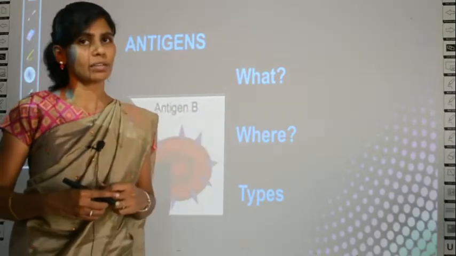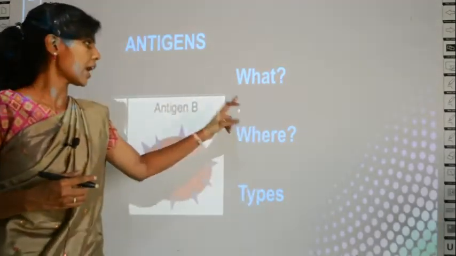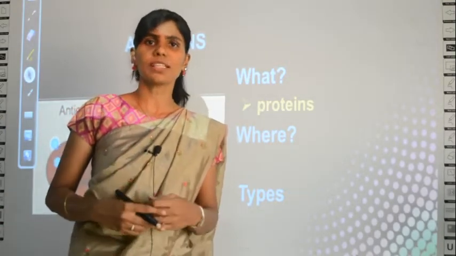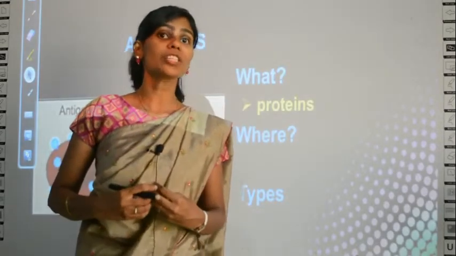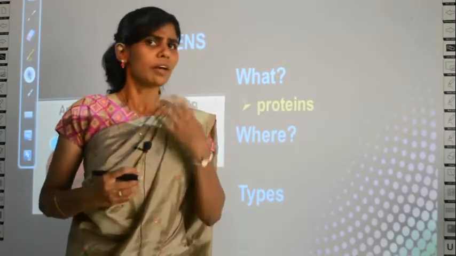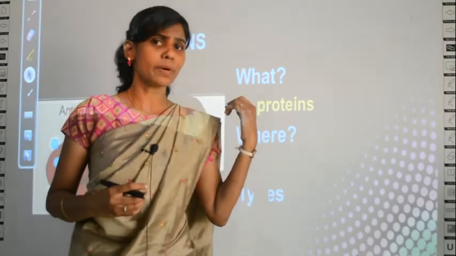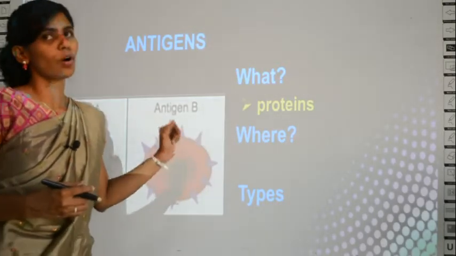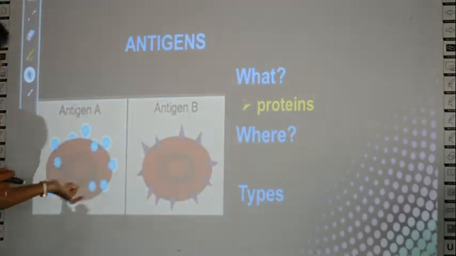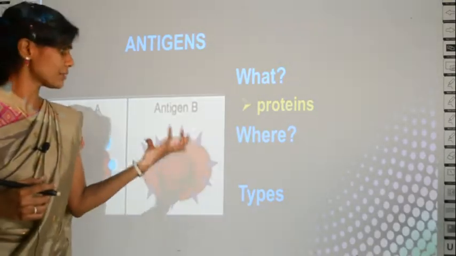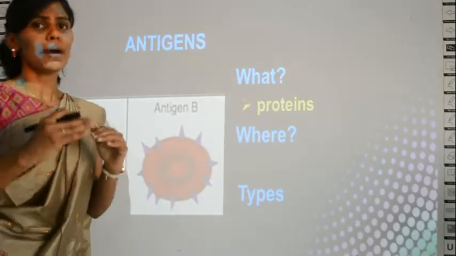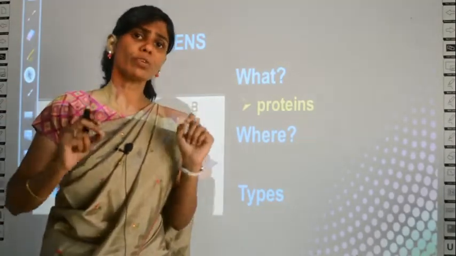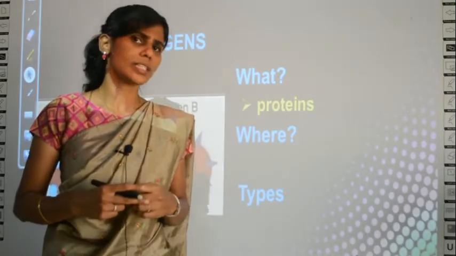What is an antigen? Antigens are proteins, just like the enzymes are proteins, right? Just like the enzymes, antibodies are also proteins. Okay, where is antigen present in your body? Antigens are present on the surface of red blood cells. These are red blood cells, no? You have studied already, red blood cells are biconcave disc-like structures which give red color to the blood. So on the surface of the red blood cells only, antigens are present.